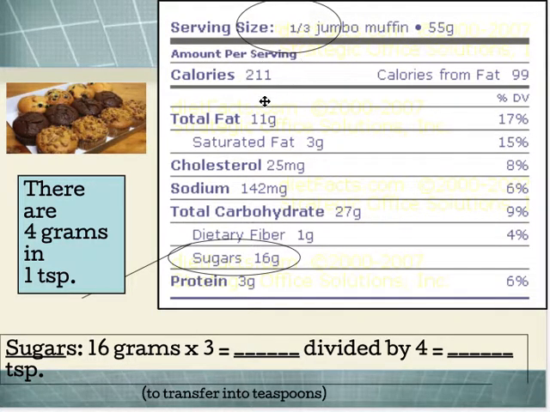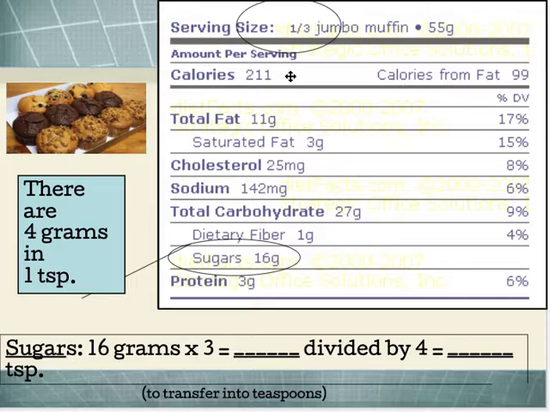So that's why it looks like, oh, this one jumbo muffin doesn't have that many calories. It's 211 calories. Well, that's if you divided that muffin into 3 equal parts and then ate that 1 part each time. But most people, like myself, if I see that middle row of chocolate chip muffins, I'm going to eat the whole thing because it's just delicious. So I'm going to have to multiply all these numbers by 3.